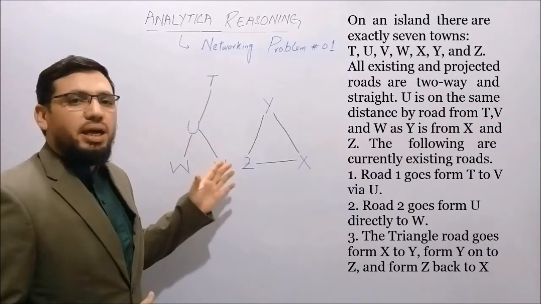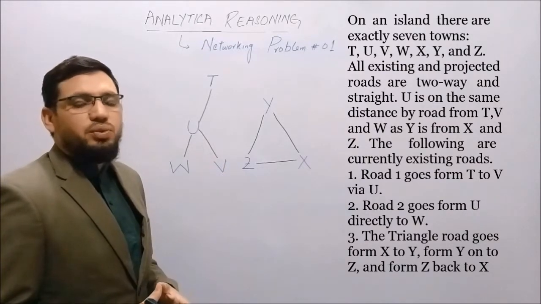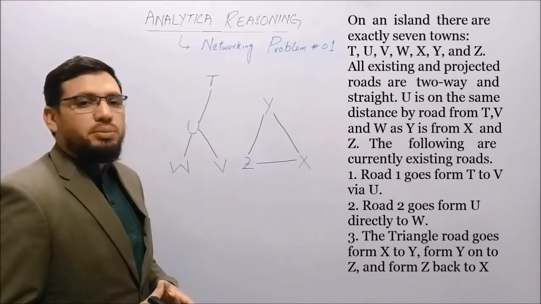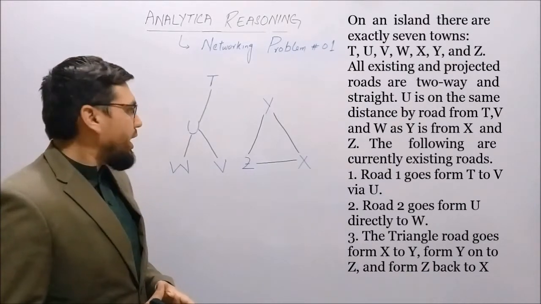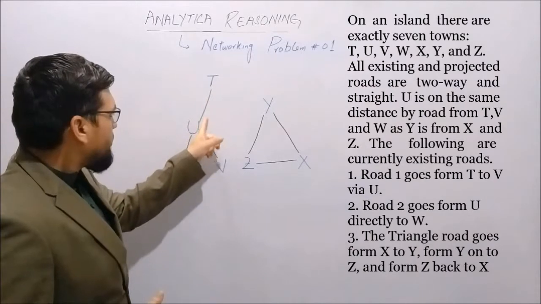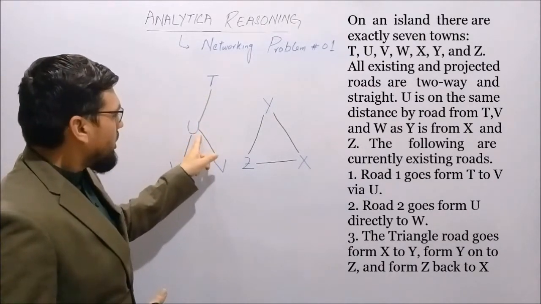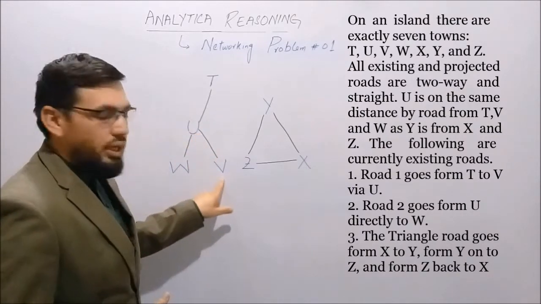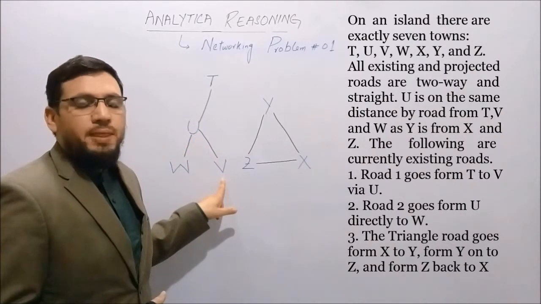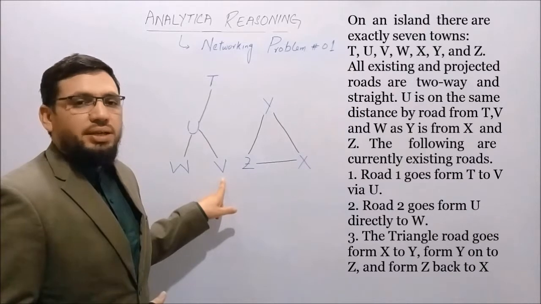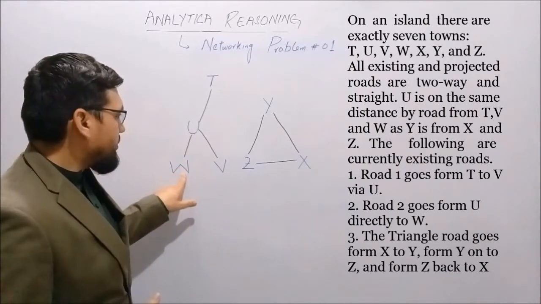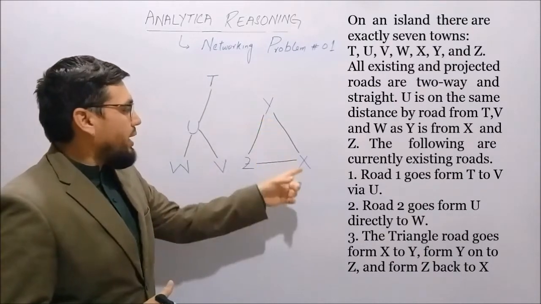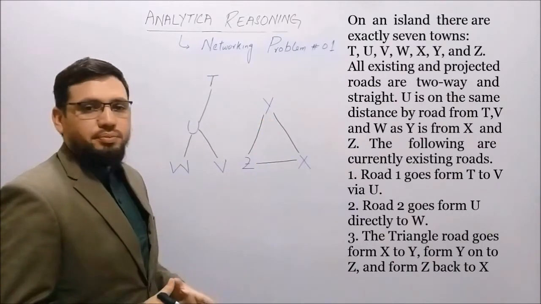You can see that here I drew the links mentioned between these 7 towns: road 1 goes from T to V via U. That is, road 1 goes from T to V via U, meaning first it goes toward U, and then from U it moves toward V. The second road is directly from U to W. And the third road is a triangle between Y, X and Z.